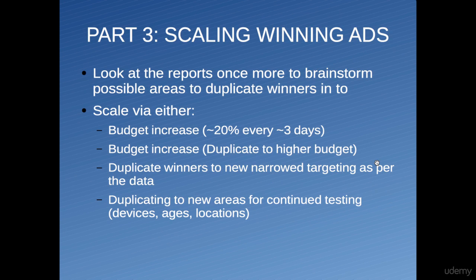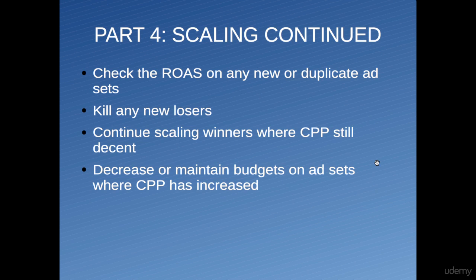If this is confusing to you, don't worry, you are going to see me do this. You are going to see me talk about having done this and the results gathered from having done this in this campaign. Part 4 will be scaling continued. We'll be killing any new losers if we have duplicated to new areas to continue testing. We'll be looking at the return on ad spend on any new or duplicate ad sets.